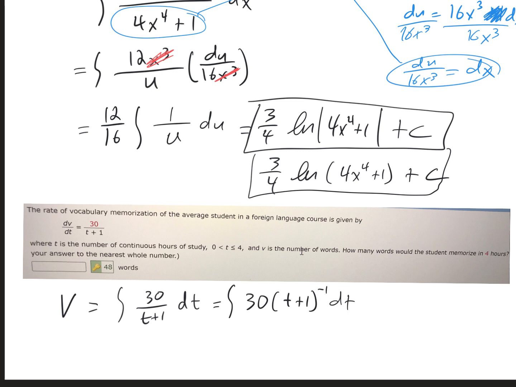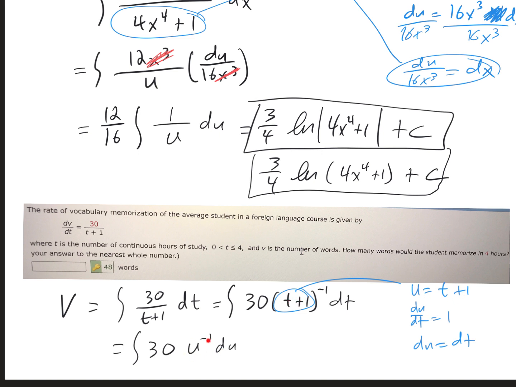So what we would then do is the thing that's inside parentheses, we rewrite this as u, so that u is equal to t plus 1. du dt is therefore equal to 1, so du equals dt. Okay, so when we go to do this u substitution, what we have is we're trying to find the antiderivative of 30 u to the negative 1 du, right? Just swapping du in for dt, and we know that u is equal to t plus 1.